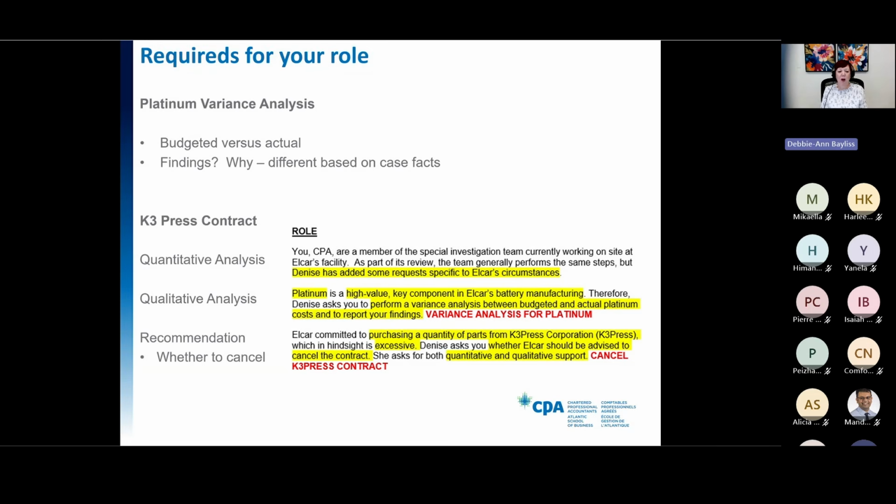The next required is for the K3 press contract. And you're asked to perform both a quantitative and a qualitative analysis, and you need to provide a recommendation whether the K3 press contract should be canceled.